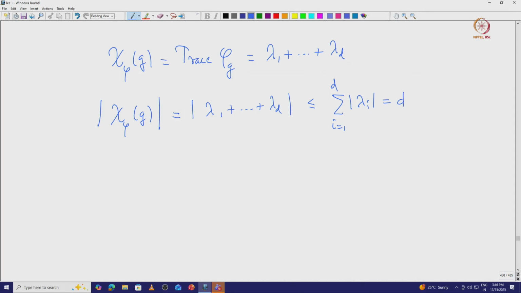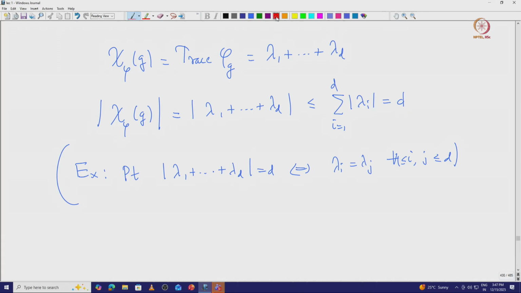Now, from elementary analysis, we know that this inequality becomes an equality if and only if all the lambdas are equal. So, maybe I will leave it as an exercise. Prove that this inequality becomes equality, so lambda 1 plus etcetera plus lambda d equals d, if and only if lambda i equals lambda j for all i, j between 1 and d.